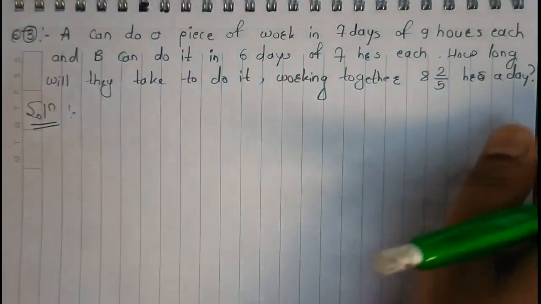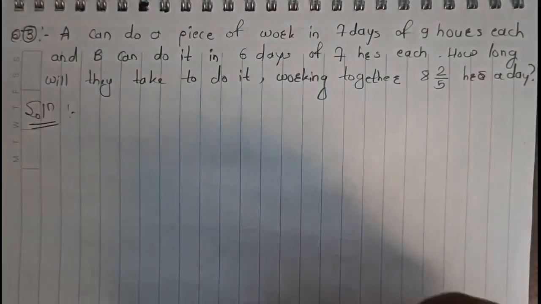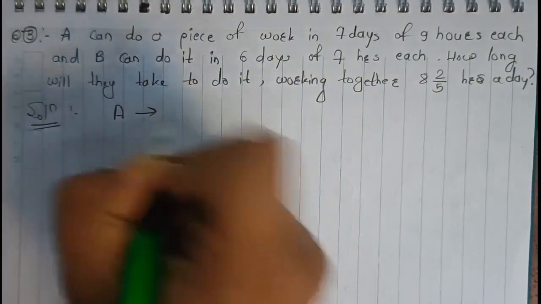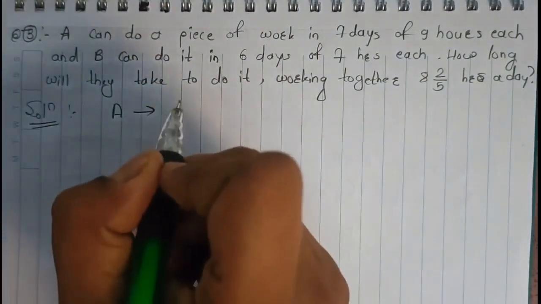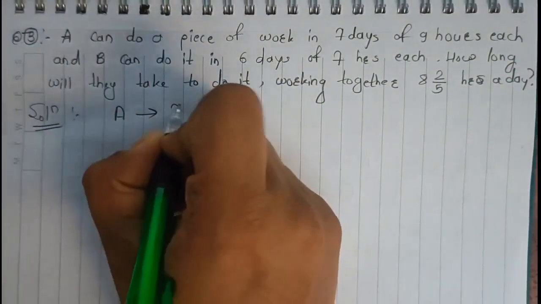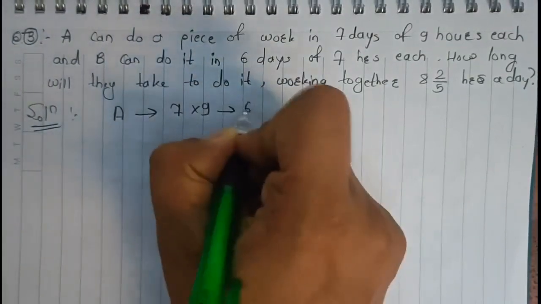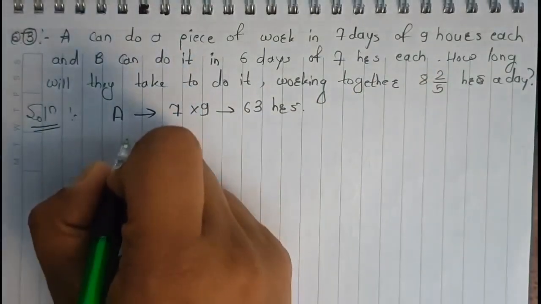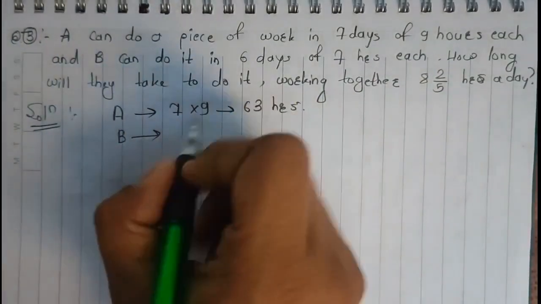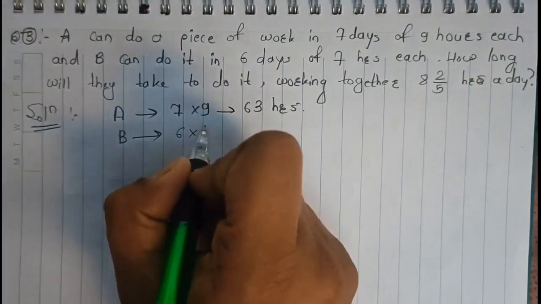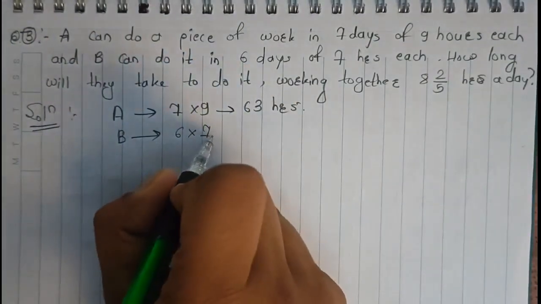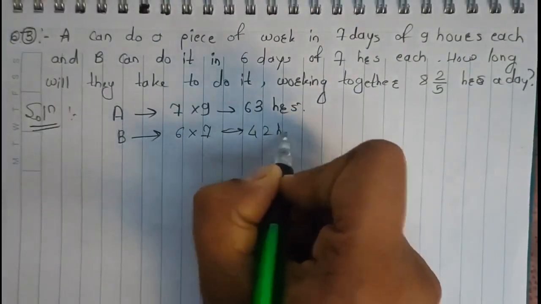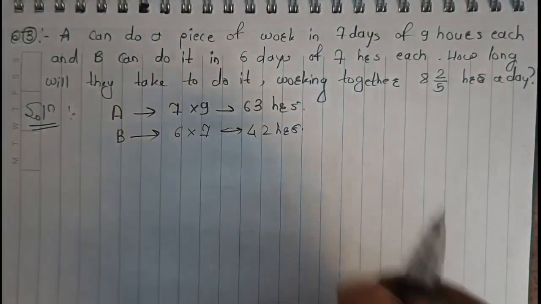Now for simplifying the calculation, we can directly convert the days into hours. So A is working for 7 days, 9 hours each day, which is 63 hours. So A can finish its work in 63 hours. Similarly, B can finish its work in 6 days, working for 7 hours. So for 7 hours, B is working for 6 days, right, which means 42 hours. So B can complete the total work in 42 hours.